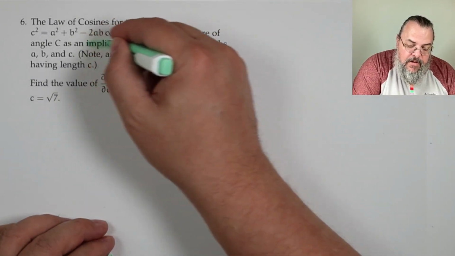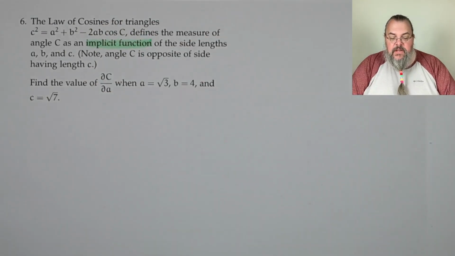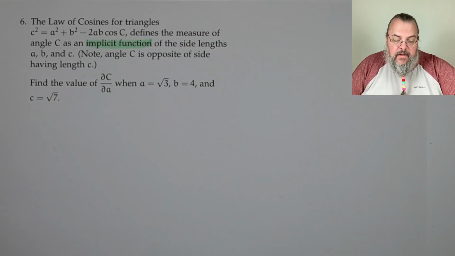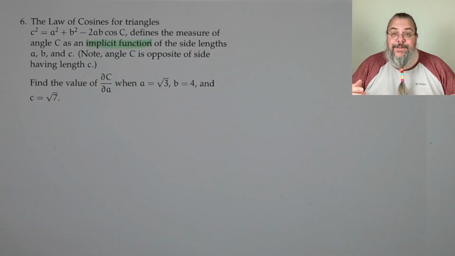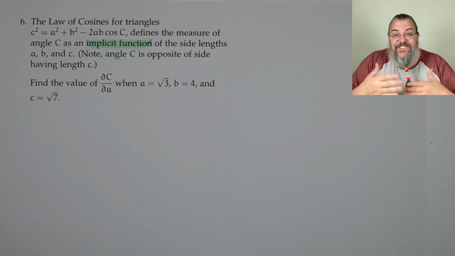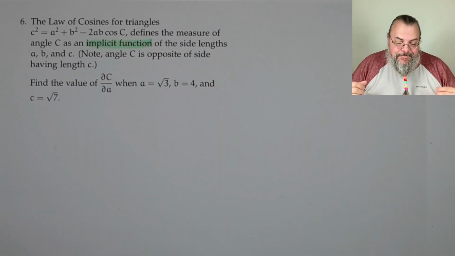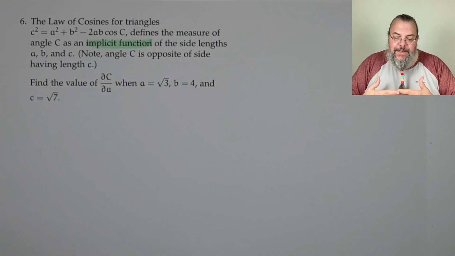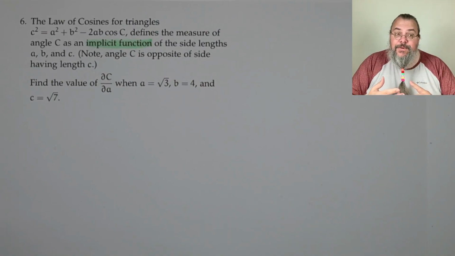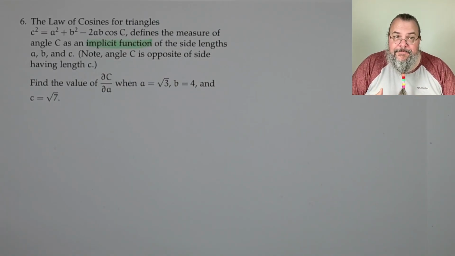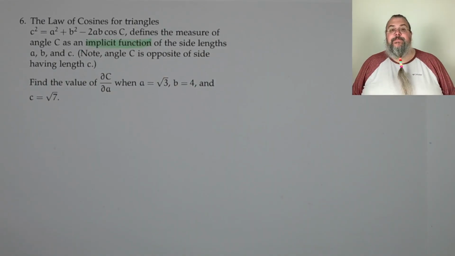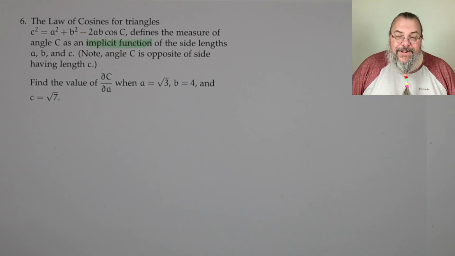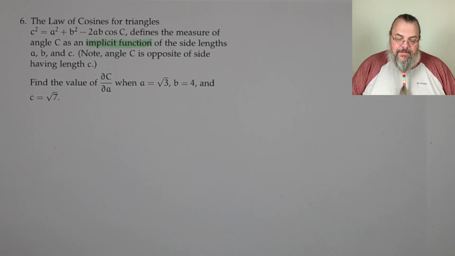Okay, so I think this has something to do with implicit functions of the side lengths a, b, and c, and note angle C is opposite of the side having length c. That's not really going to come in. They just threw that in for fun. Find the value of partial C, partial a, when a is root 3, b equals 4, and c is root 7. Now, how do we approach such a problem? Because, well, we have to figure this out, right? It's the problem that's been given to us.